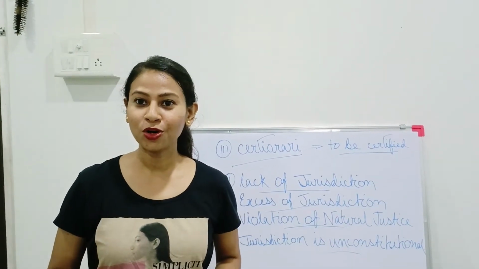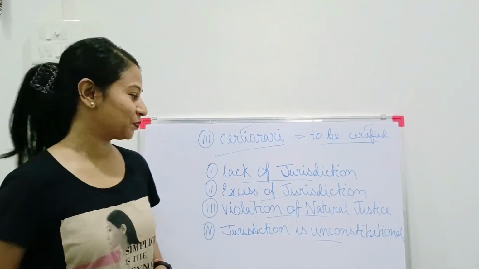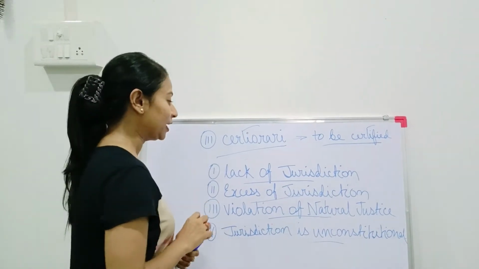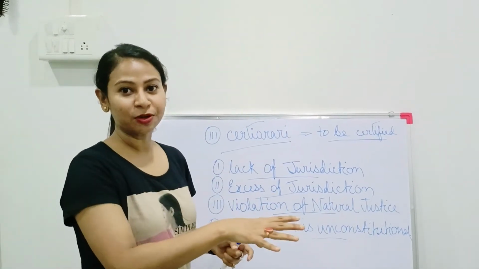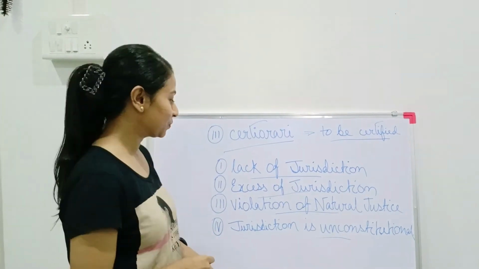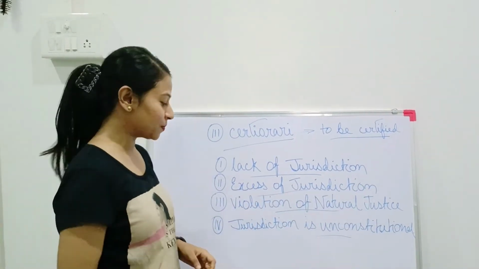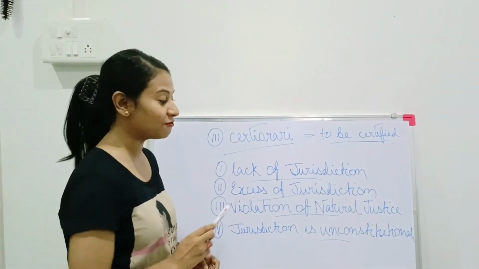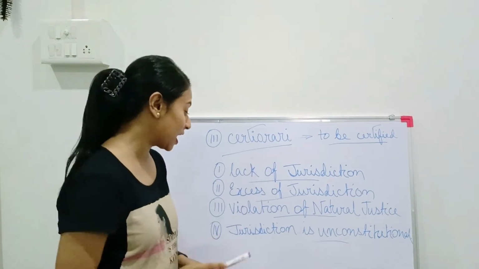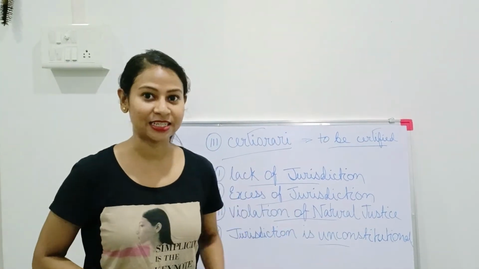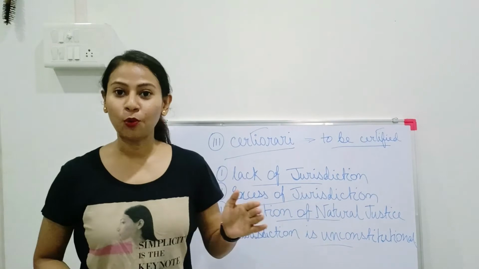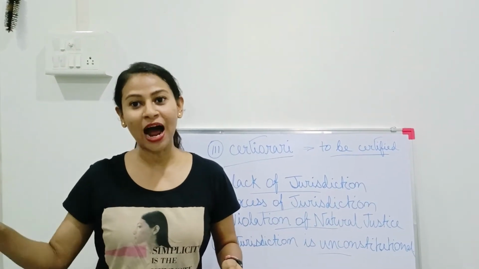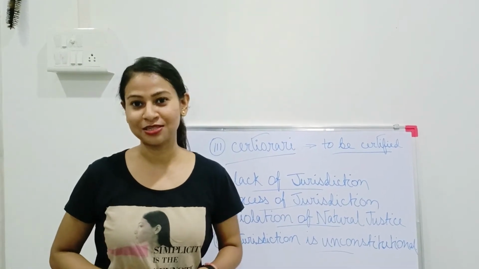When is the judgment of a lower court illegal? Number 1, lack of jurisdiction. If the lower court does not have jurisdiction over that subject matter, that is excess of jurisdiction. Next one is violation of natural justice. If it goes against natural justice, the judgment is unconstitutional. So if the lower court's judgment is illegal, then the Supreme Court or the High Court can quash the judgment.